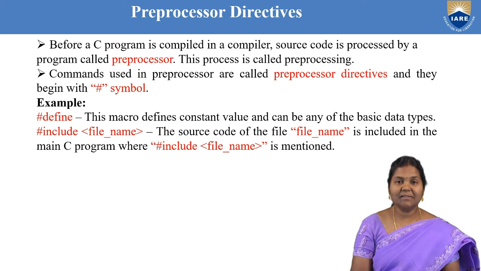Next, we are including the header files in our program. Hash include is also a preprocessor directive. So, the source code of those header files must be included by the preprocessor. Before compilation, you will get the expanded source code for your program.